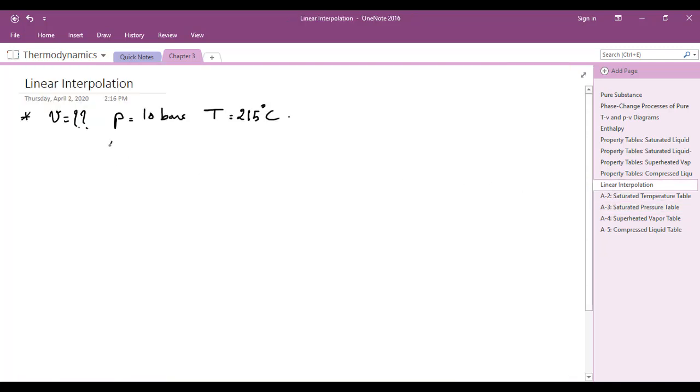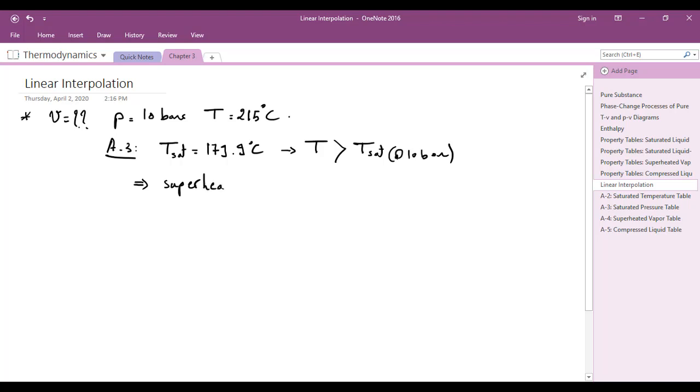So from table A3, Tsat is equal to 179.9 degrees Celsius. T in this case is higher than the saturation temperature at 10 bar. So we can say that the water in this case is a superheated vapor. We can also draw this on a vapor dome.